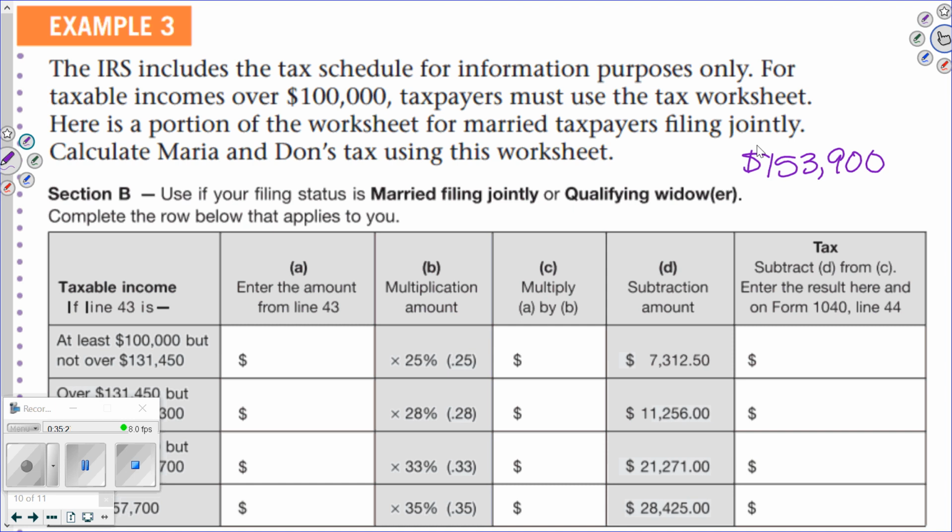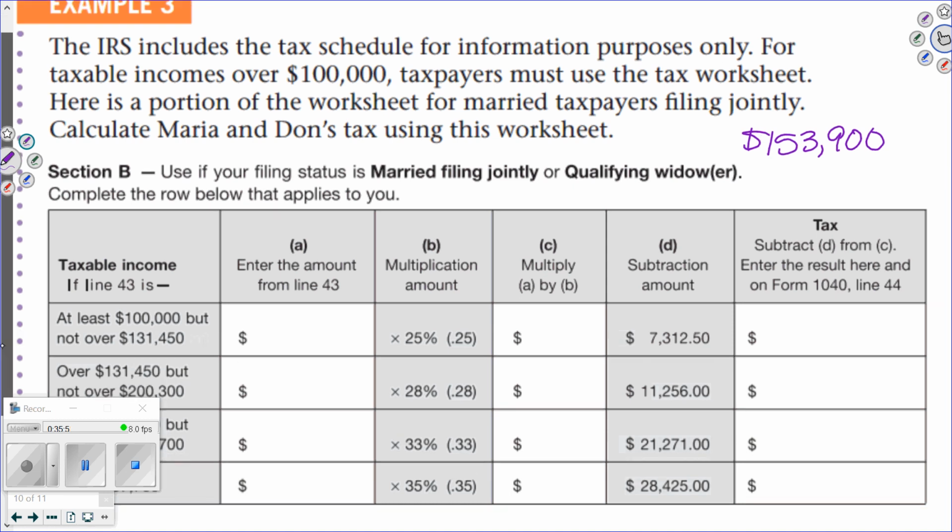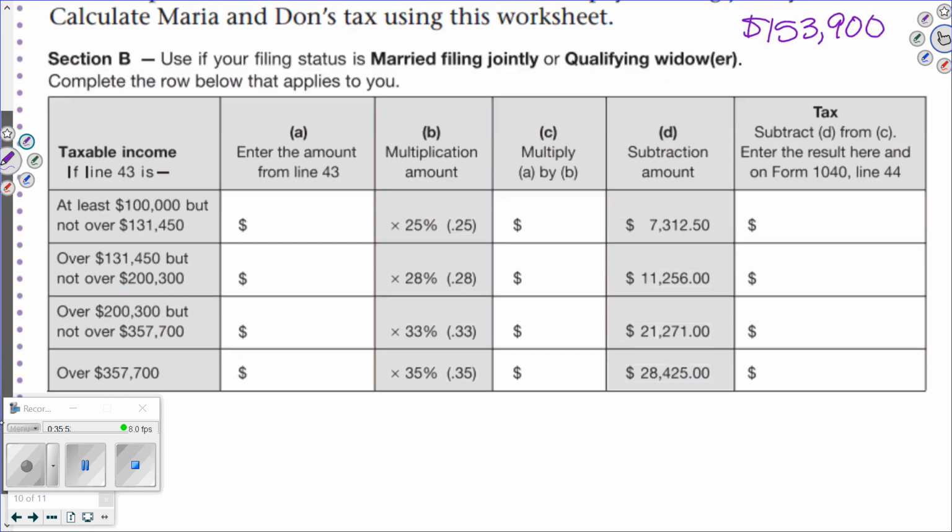Because if you look in your booklet that I gave you guys, how high does it go up on the tax tables? Grab your booklet, go to the end. What's the highest? 99,000. So once you hit 100 and over, you have to do the calculations. There's no tax table for it. So that's what we're looking at here because they made more than that. All right, so here we go.